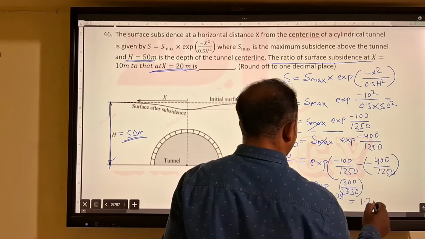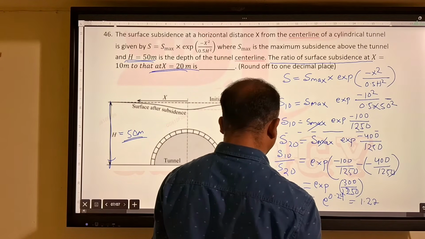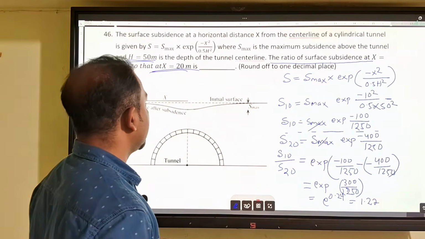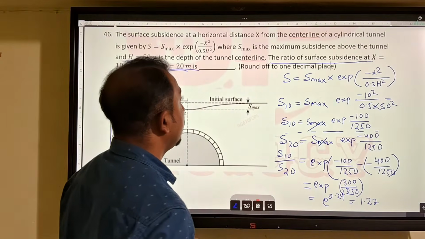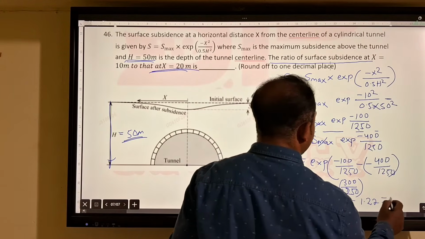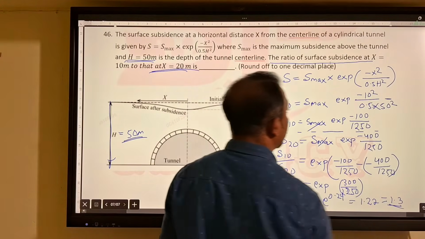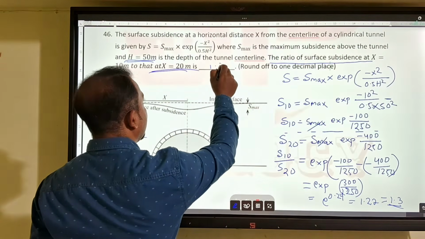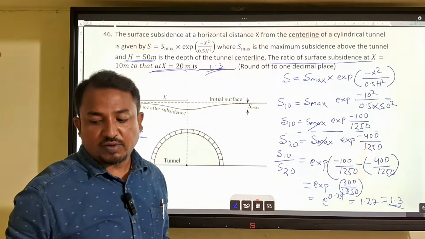Will be 1.27. So you have to round up to one decimal place. So it will be 1.3. So the answer will be 1.3.